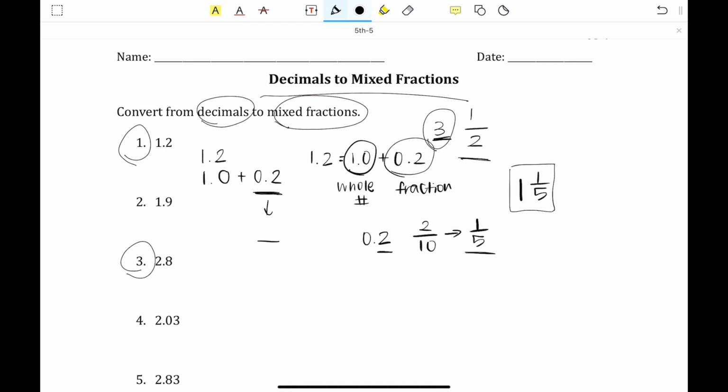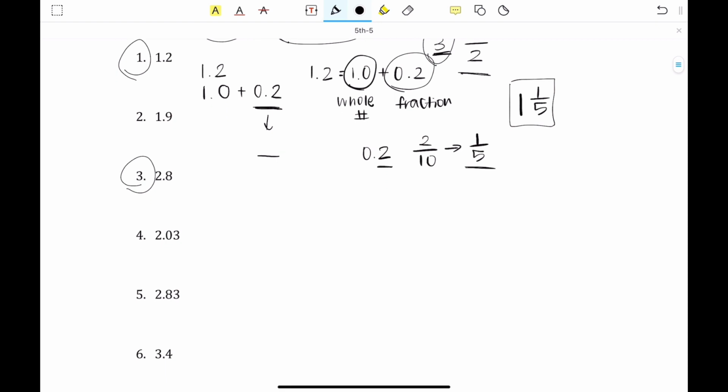So we're going to go over number 3 if that was confusing. 2.8. I'm going to divide this up again between the whole number and the fraction. So 2.0 and 0.8. The part before the decimal becomes a whole number, as you can tell by 2.0, and the part after the decimal becomes your fraction. So 2.0 again is your whole number, and your 0.8 would be your fraction.